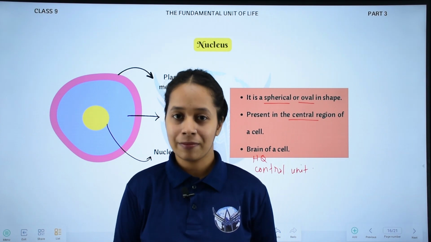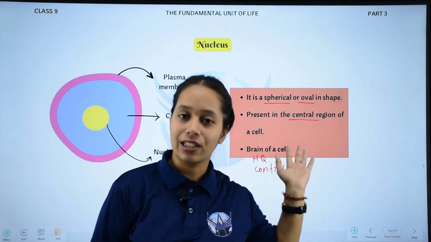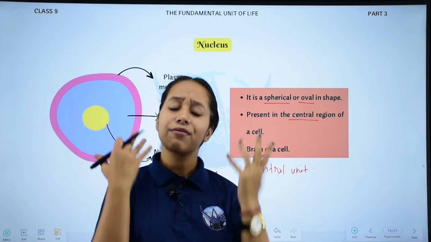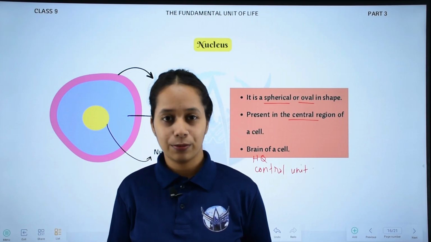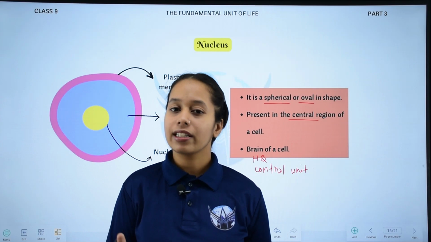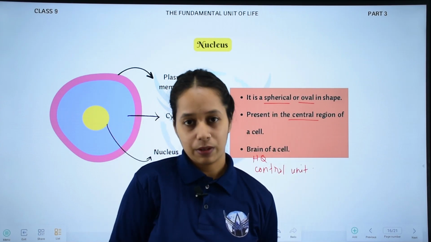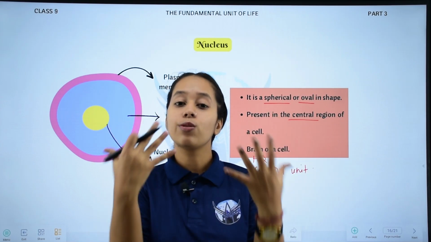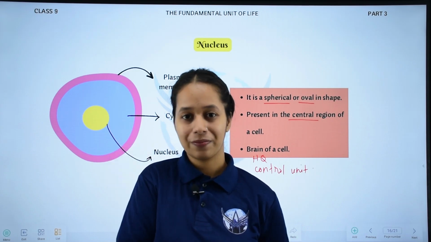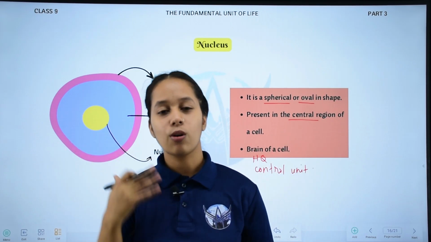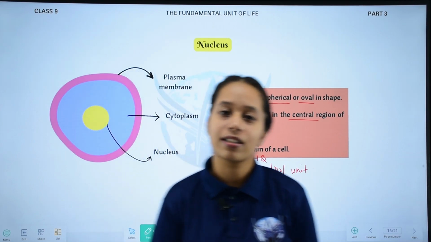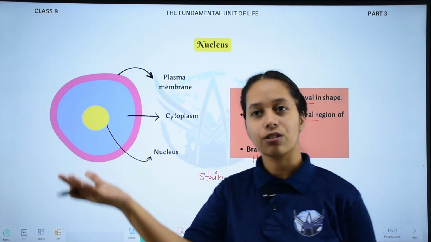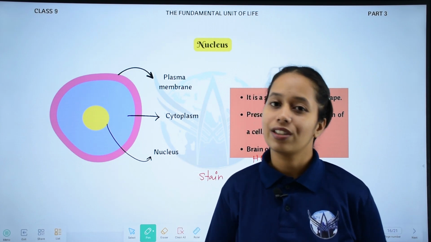Similarly, in a cell, the control unit is the nucleus. The nucleus will tell the cell everything, like what to do, how to do, and where to do. In fact, it will also tell the cell how new cells will be produced and what the new cells are going to have in them. All these instructions are given by the nucleus, and that is why the nucleus is known as the brain, headquarter, or control unit of the cell.